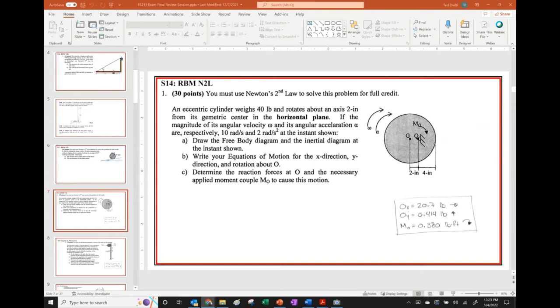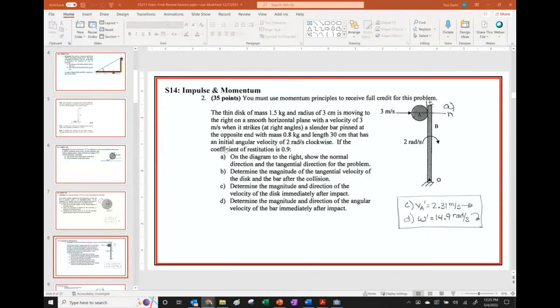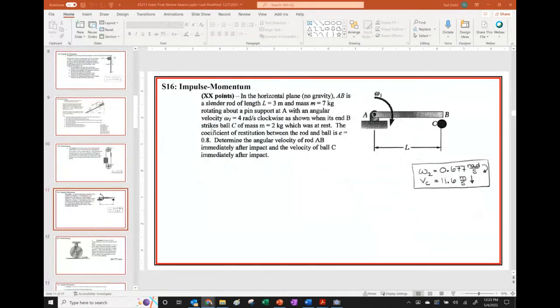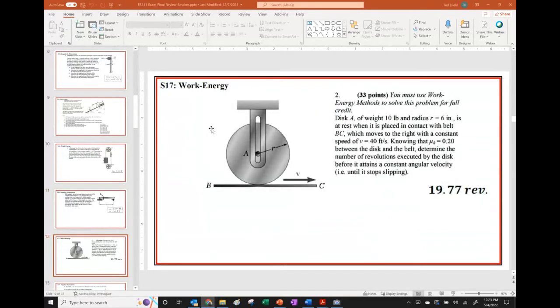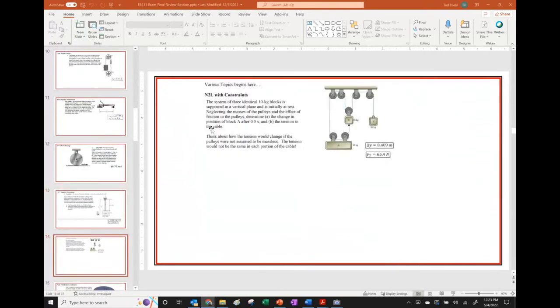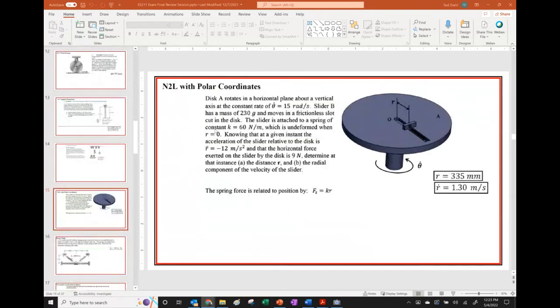Can we do Newton's second law with polar coordinates on page 11? You're going to have to help me out a little bit. I don't quite know what page numbers they are, although I have them as slides. So it might be this one. No. Polar coordinates. I'm looking for one with polar coordinates. Is this one right here? That one. Okay, cool. All right, so let's take a look.